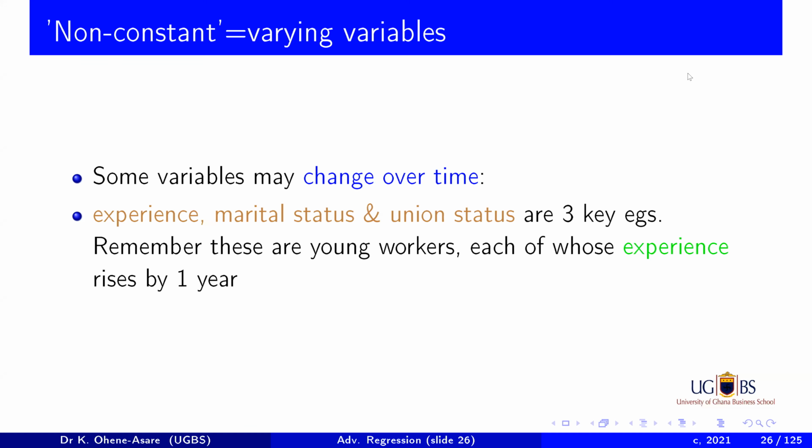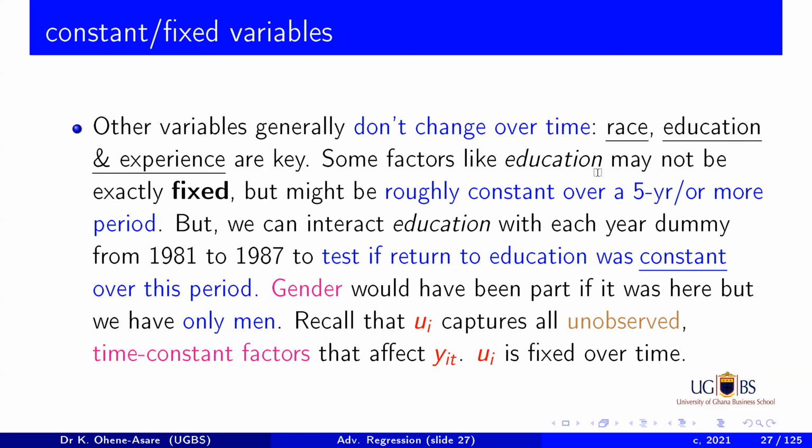Marital status is non-constant because the children are between 17 and 23 years, and over the period of growing and going through this, they will marry. So their marital statuses will change, and the majority of them will change their marital status. And union. A person can be not a union member, but over time, the person can become a union member. So for these variables, we are going to consider them as non-constant.